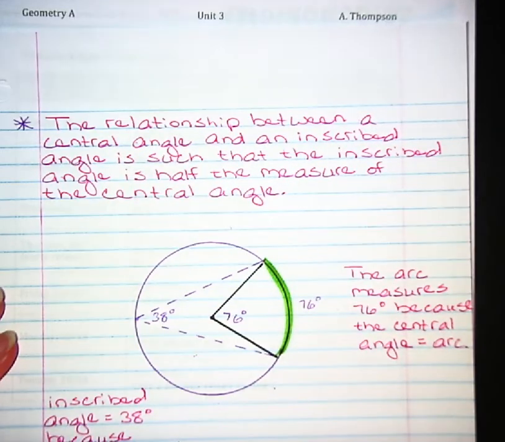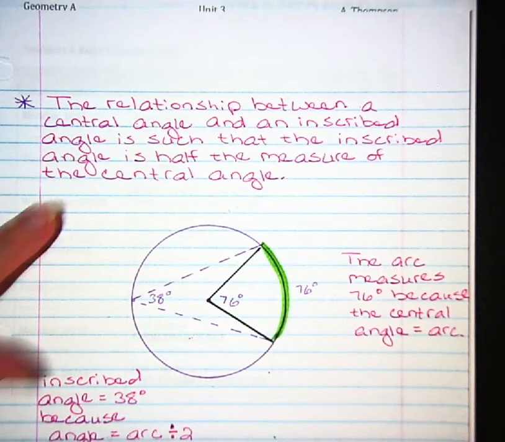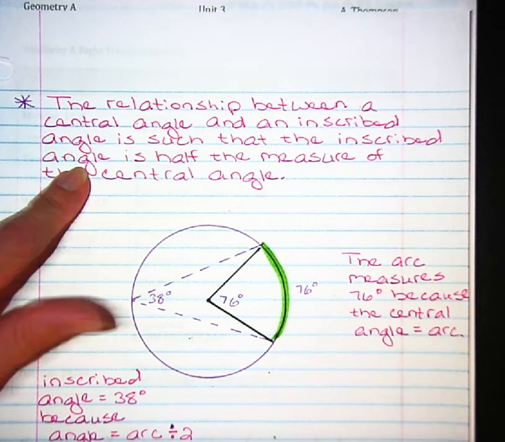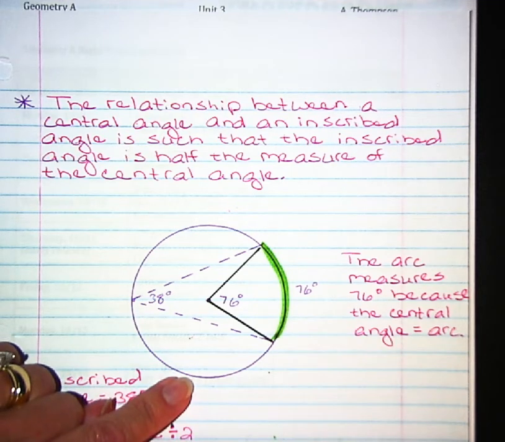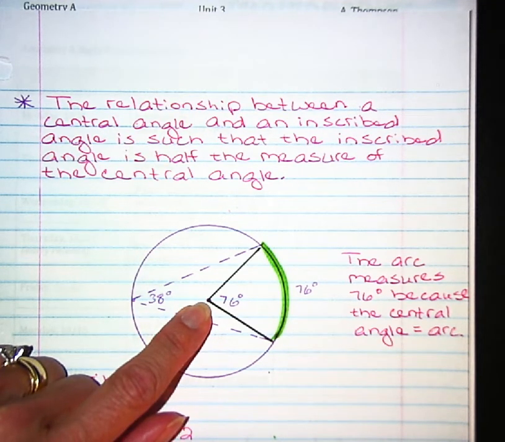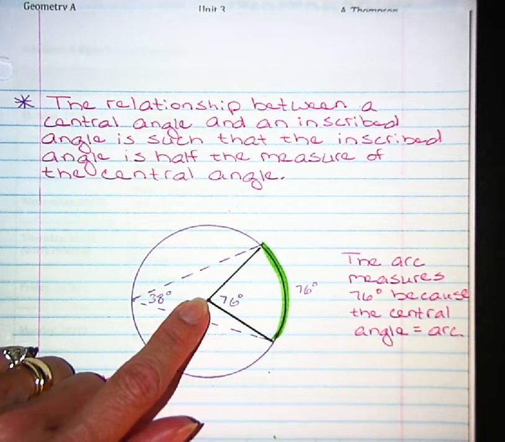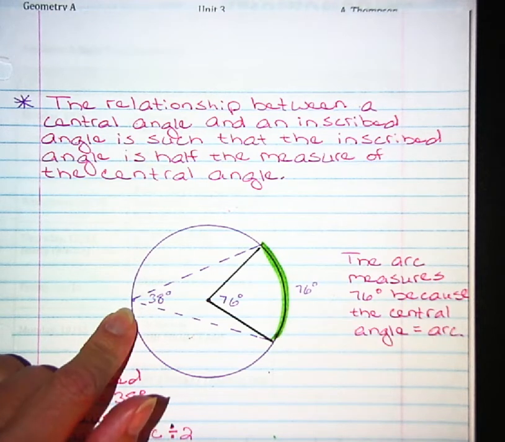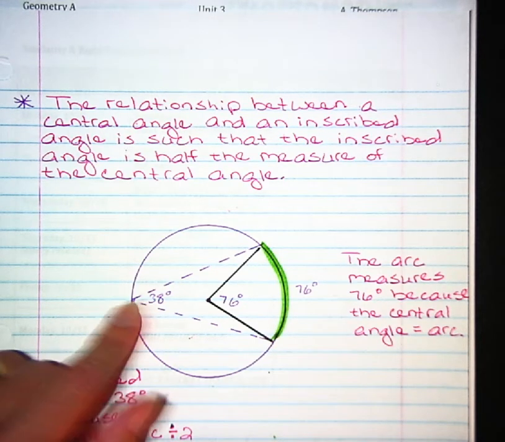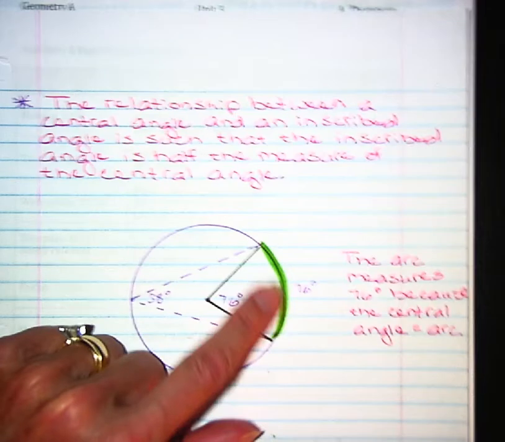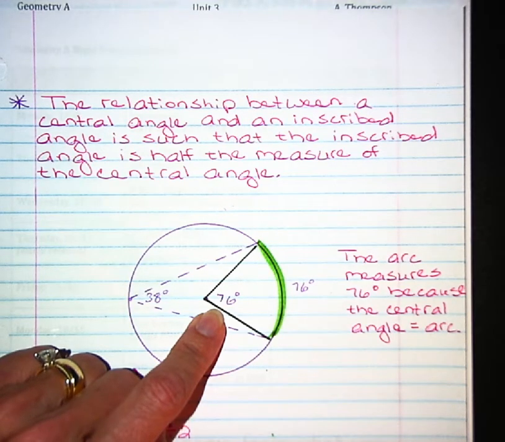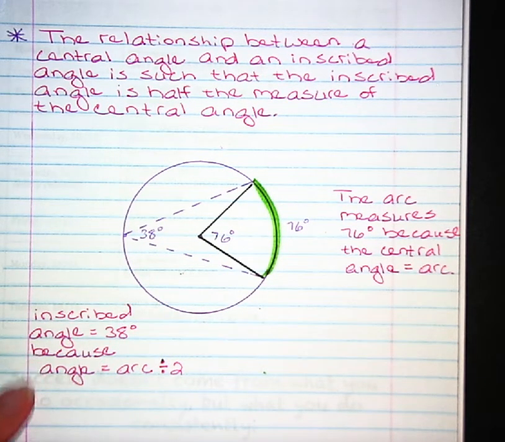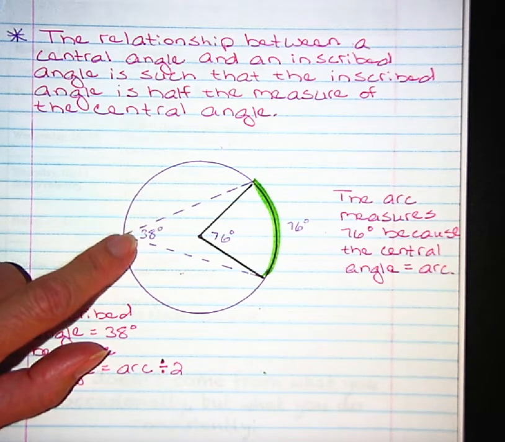Now let's look at the relationship between central angles and inscribed angles. It is one such that the inscribed angle is half the measure of the central angle. So for example, look at this circle. I have a central angle here of 76 degrees. Remember, central angles have their vertex on the center of the circle. And I have an inscribed angle here of 38 degrees because its vertex is actually lying on the circle. And both of these intercept the exact same arc. Okay? The arc measures 76 degrees because the central angle is 76 degrees.